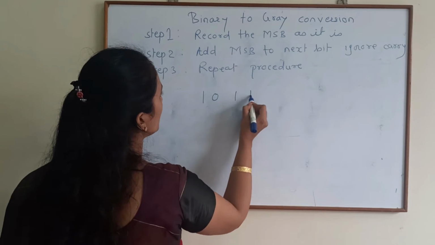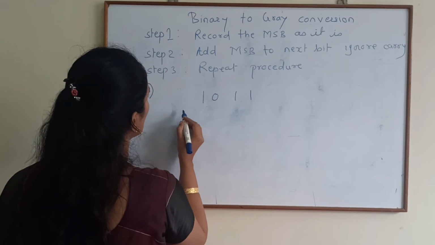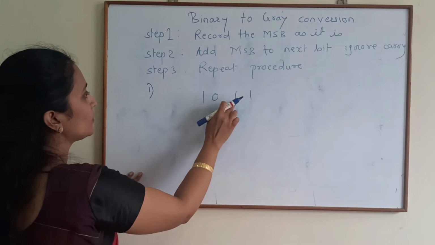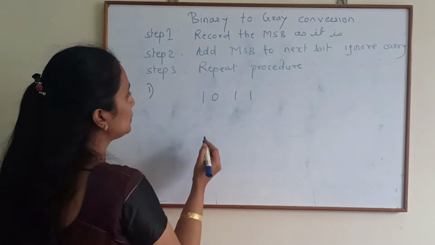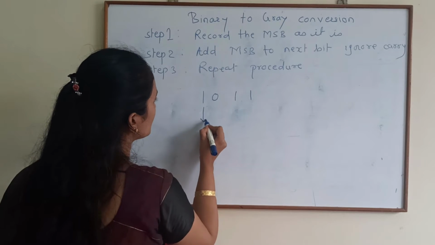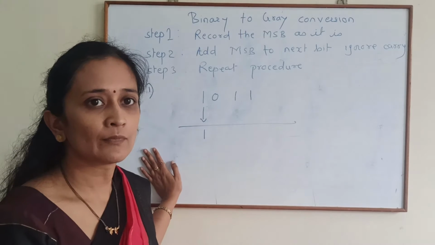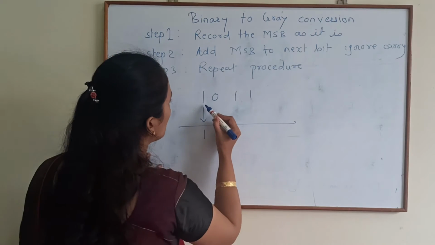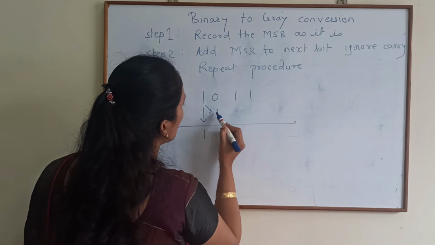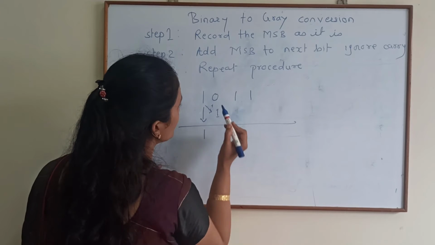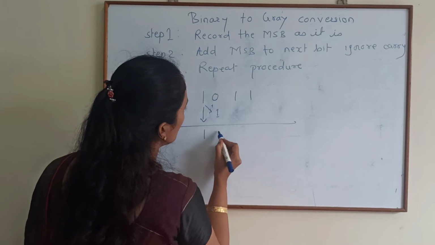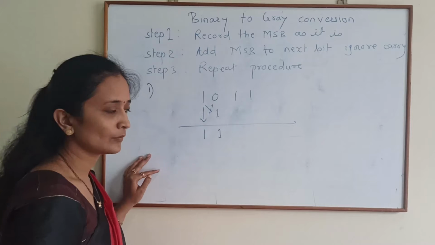One zero one one. Given example is 1011. We have to convert into gray. First step is take MSB as it is. Second step is add this MSB in adjacent bit. 0 is adjacent. 0 plus 1 is 1.